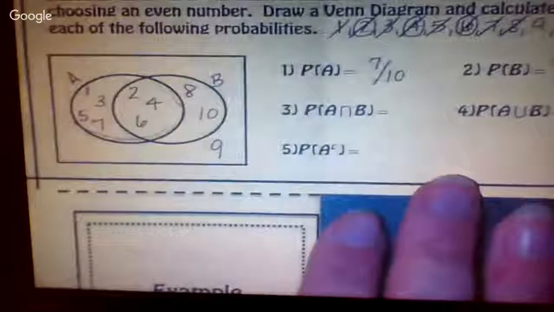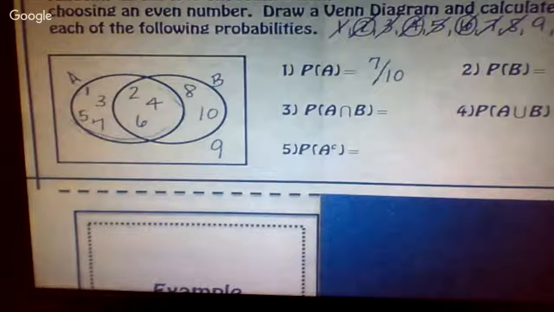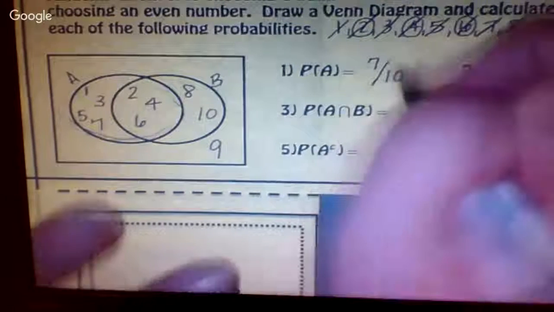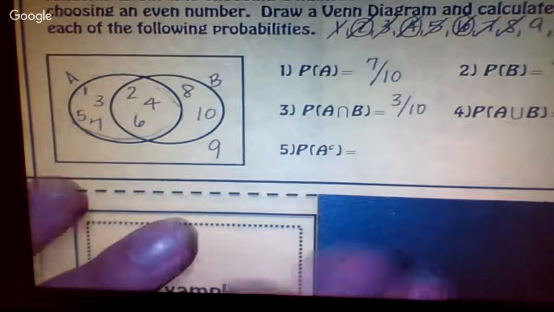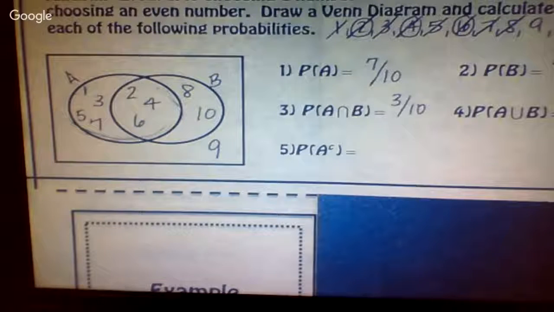Okay, this is where you have to remember the vocabulary we just talked about. The probability of A intersect B. That upside down U means intersect, which we said was what? The 3 in the middle. The 3 in the middle, what they share in common. So it's 3 out of 10. Oh, so if it has the upside down U, it's just the middle one. Yes, it's just the middle section.